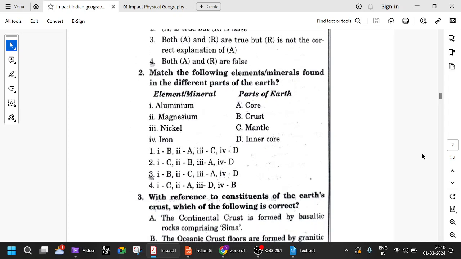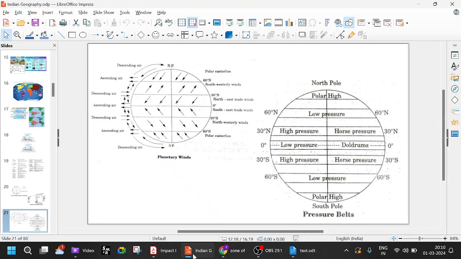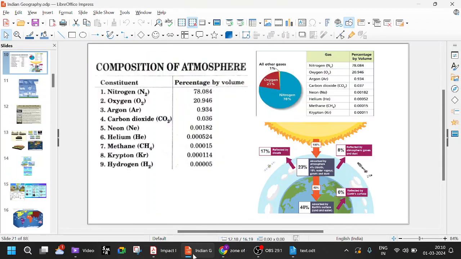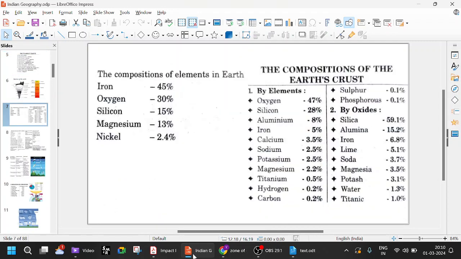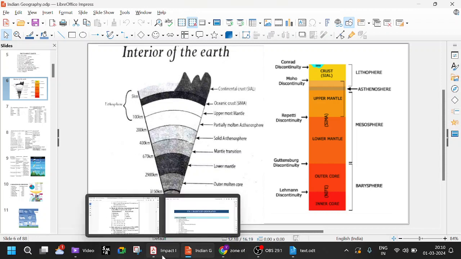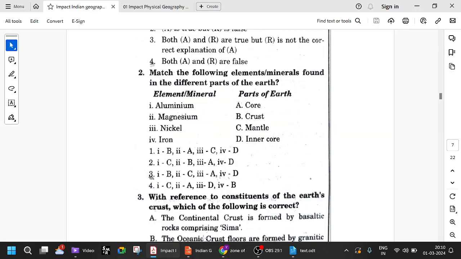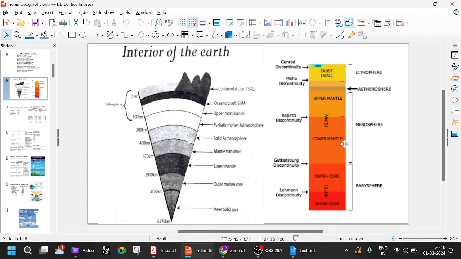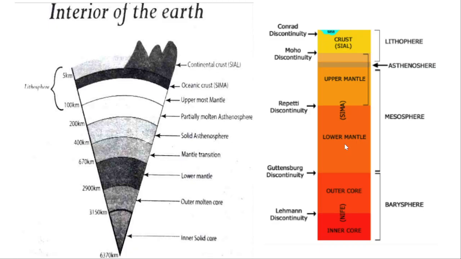Now match the following elements and minerals found in different parts of the earth. We are talking about the crust, mantle, core, and inner core. What is the question asking about? What elements are found? So observe this. Inner core, and the crust. So in the crust, what is there?